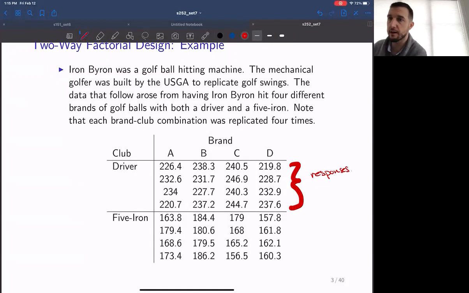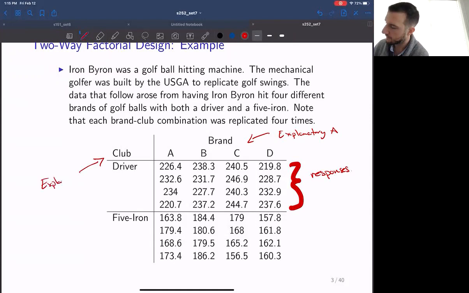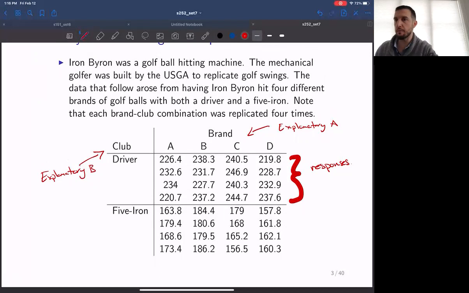The brand of the golf ball can be explanatory variable A. It could also be explanatory variable B. It's just one of the explanatory variables, and the club is the other explanatory variable. So we have golf ball brand, and we have the type of club. Two explanatory variables, one response. You can actually see from the setup in the table that you have averages that are going to be associated with both the brand type, the club type, and the combination of the two.